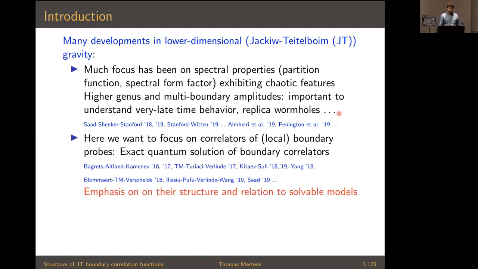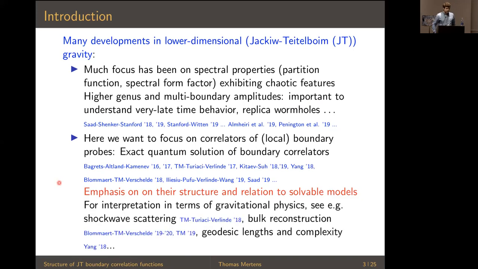But in this talk, I want to focus on correlation functions of local boundary probes. In particular, I want to sketch an exact quantum solution of these boundary correlators. This was studied during the past 5 years, roughly in these papers. The emphasis of this talk will be on their structure and their relation to other solvable models. They are also very interesting because they have an interesting interpretation in terms of bulk gravitational physics that I will not be talking about. You can take a look at these papers to find out more.